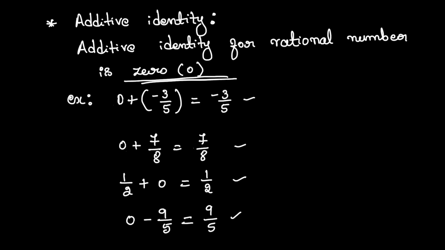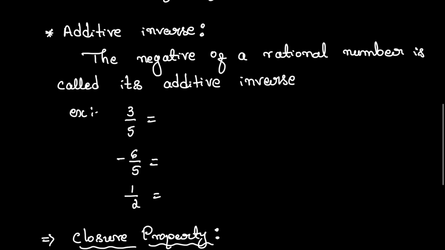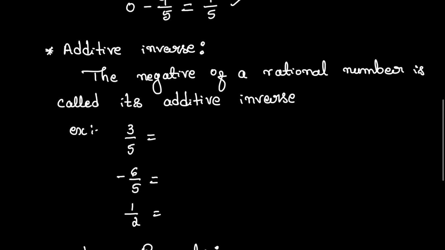Let's see the second one, additive inverse. What is additive inverse? The negative of a rational number is called its additive inverse. What does that mean? If I take 3 by 5, write the negative of this, minus 3 by 5. Next, the second one, minus 6 by 5. Make it positive, 6 by 5. Then 1 by 2, minus 1 by 2. Just here you have to change the sign. Write the rational number as it is. Positive becomes negative, negative becomes positive.